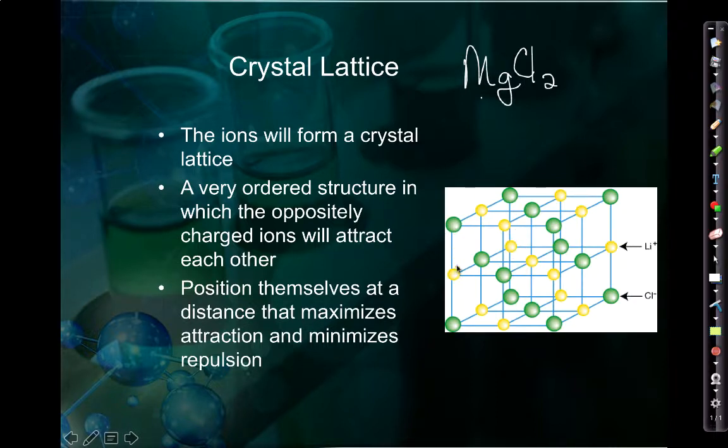They will position themselves at a distance that will maximize the attraction between the negative and the positive, and minimize the repulsion that the negatives have for the negatives and the positives have for the positives. So that's why it will always be at a set distance, because we're trying to maximize attraction and minimize repulsion.